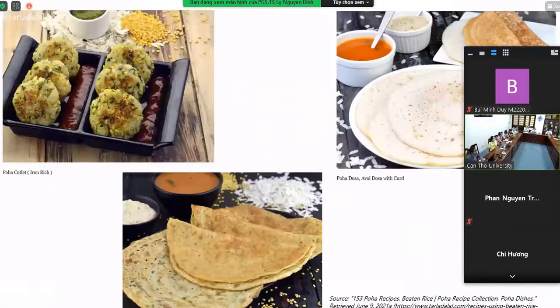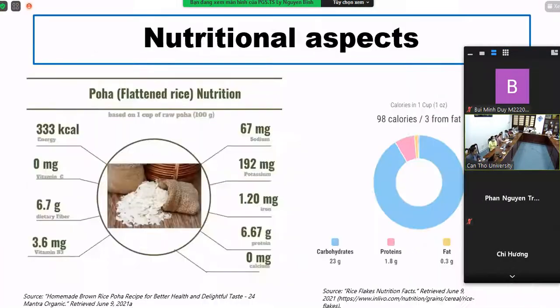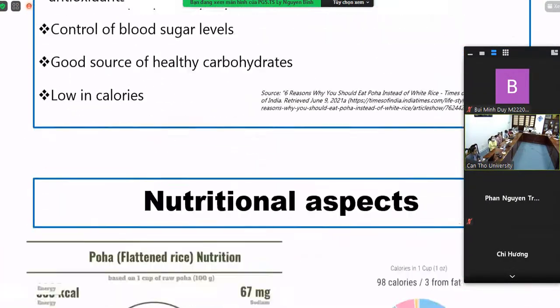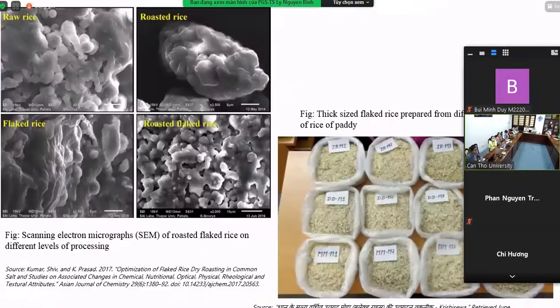Like you can see from the scanning electron micrograph that she showed. For the raw rice, you can see the particles are quite separate, but for the flaked rice, they are compact. That means the digestibility of this product is very low, and it indicates that resistant starch is very high. So it is a very good type of food for consumption, as it prevents the rise of blood sugar, and also it enables you to produce short-chain fatty acids that prevent colon cancer.